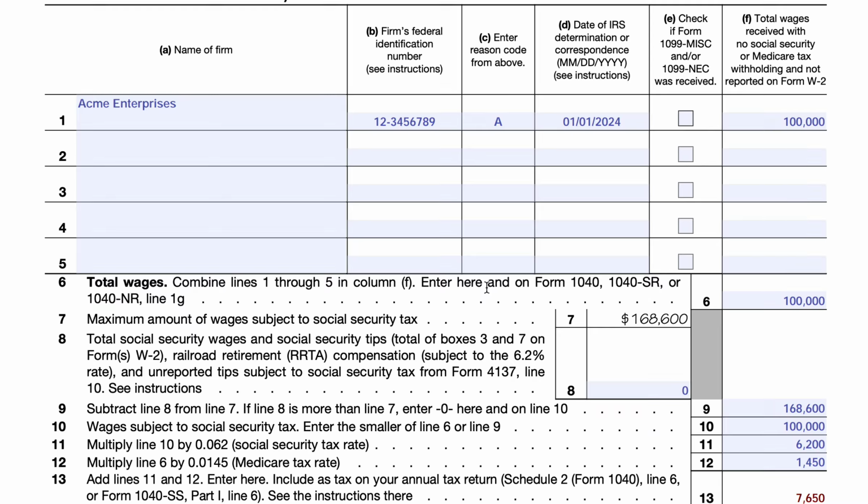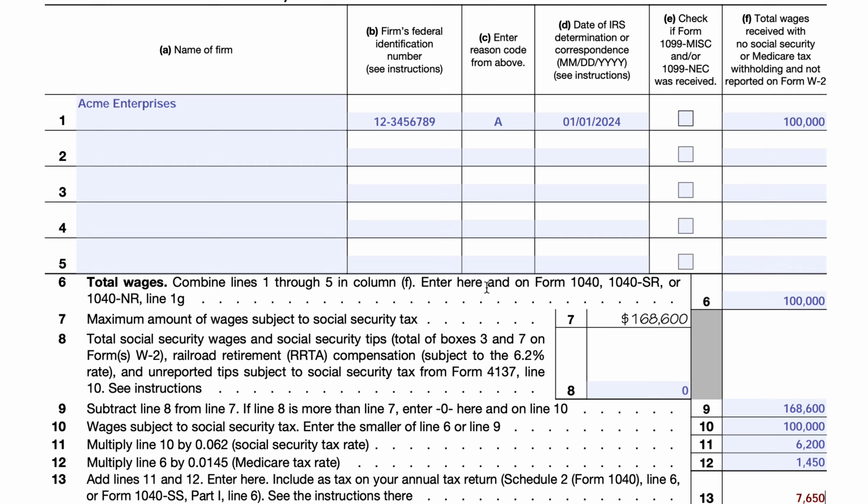And then if you are trying to calculate Social Security and Medicare on tips that you did not report to your employer, you would use IRS Form 4137. That's the form used to calculate taxes for Social Security and Medicare on unreported tip income.